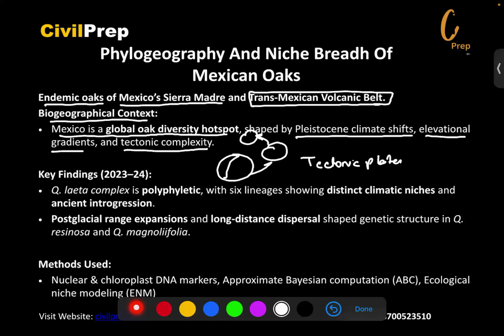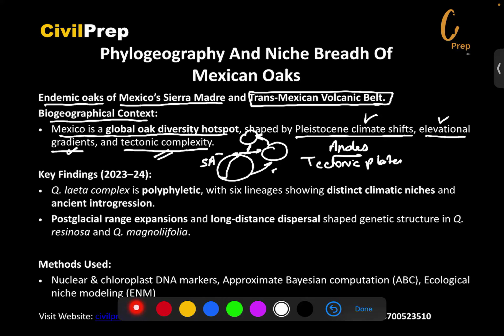For example, initially the South American plate was part of Gondwanaland, present in the southern part of the southern hemisphere. Then it moved away and started to move northward. Now we see that it is majorly present in the equatorial to tropical to subtropical region. So there has been climatic shift and elevational gradients, with the formation of the Andes mountains. Then there is tectonic complexity also.